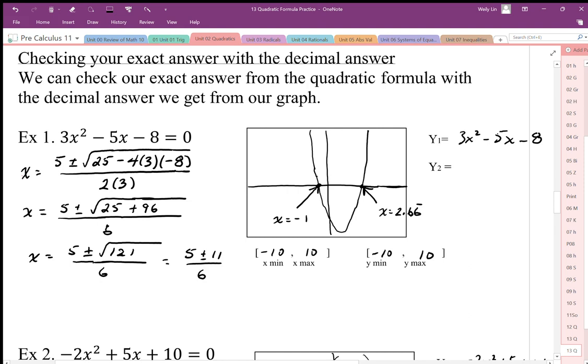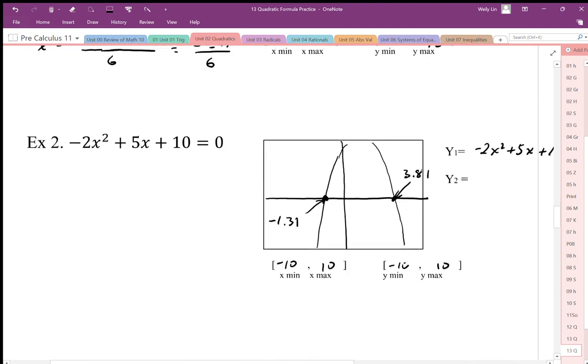So if I do 5 minus 11 divided by 6, it's -6 over 6, which gives me the -1. 5 plus 11 is 16 over 6. 16 divided by 6 is going to give me 2 and 2/3 or 2.6 repeating. We'll do the same thing with the next one.